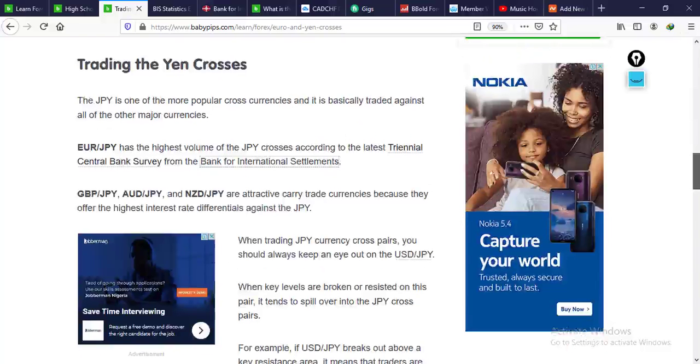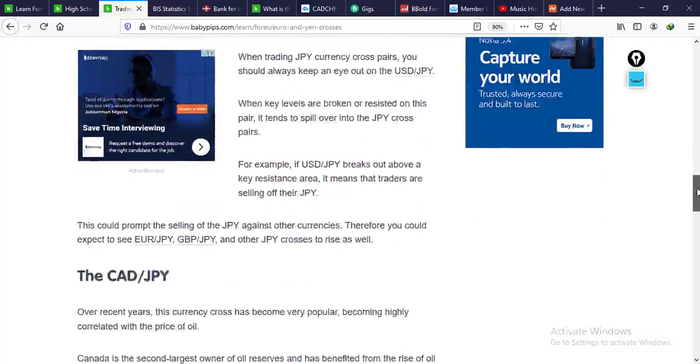Now, trading the yen crosses. The EUR/JPY has the highest volume of JPY crosses according to the latest triennial central bank survey from the Bank for International Settlements. The GBP/JPY, AUD/JPY, NZD/JPY are attractive carry trade currencies because they offer the highest interest rate differentials against the JPY. So when trading the JPY cross pairs, you should always keep an eye on USD/JPY.